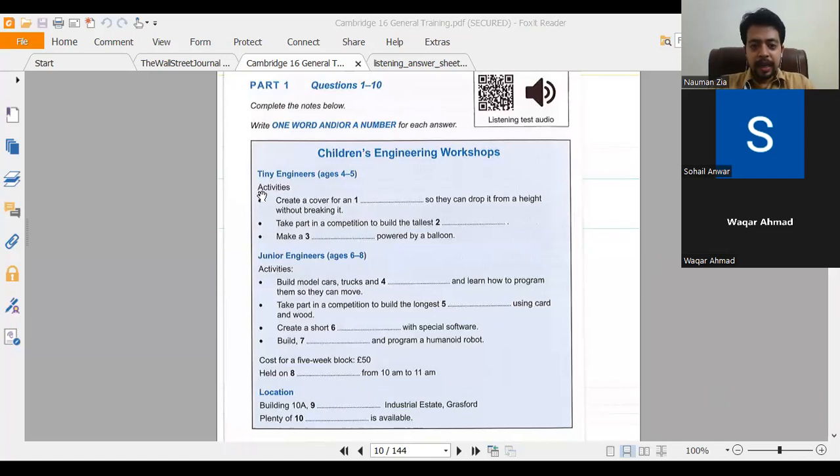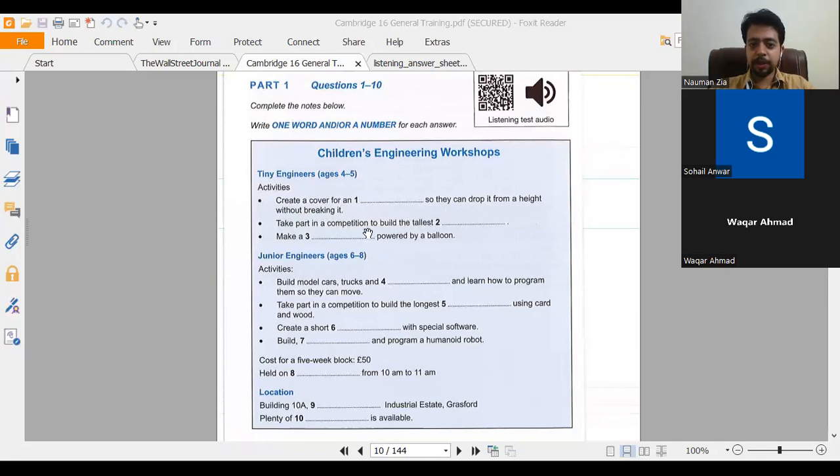For example, "Tiny engineers aged 4 to 5 create a cover of a dash so they can drop it from a height without breaking." Now you should underline "create a cover for what?" And "a" means something singular, right? So you have to be attentive, listen to the recording, and pick the word. How to pick? I will show you in a second. Create a cover for the dash, and go ahead.